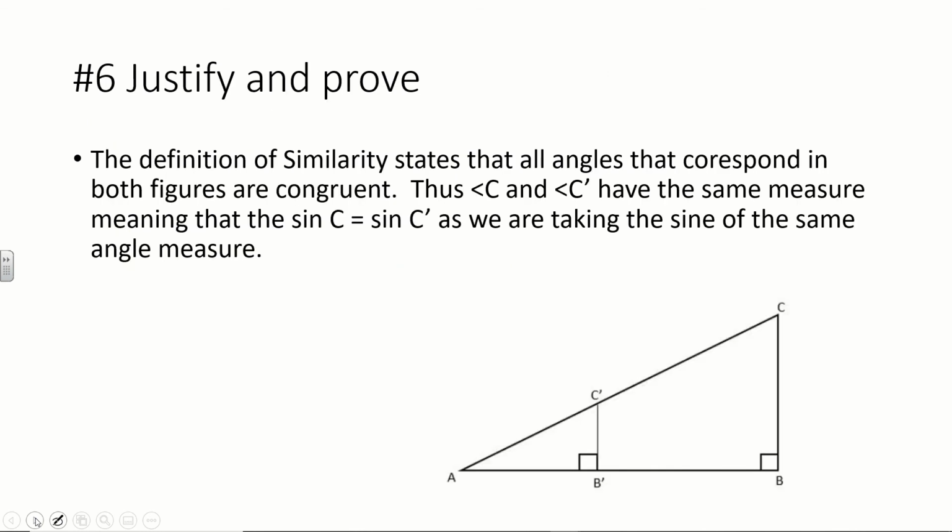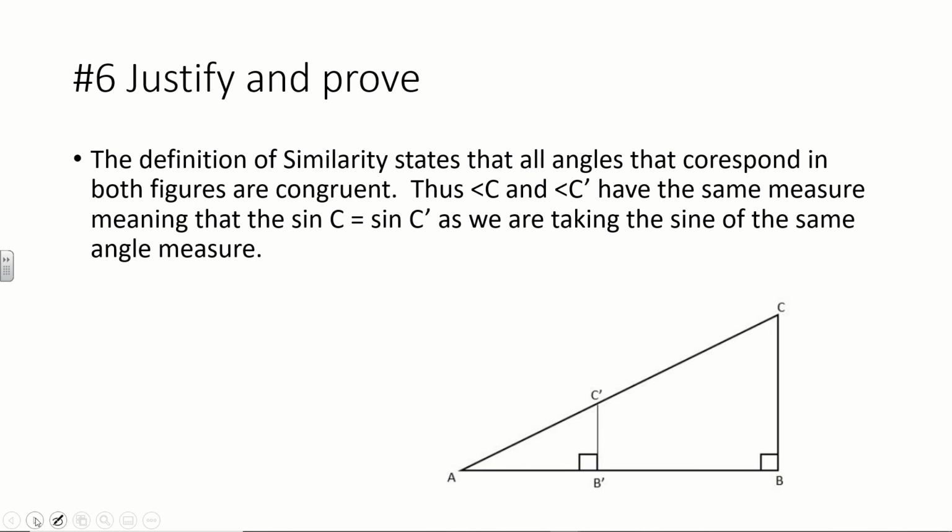Number 6, throw back to similarity and determining why the sine of C is equal to the sine of C prime. The simplest and basic answer was the fact that the similarity definition states that all angles that correspond in both figures are congruent. So in this figure, I have the two right angles, B and B prime. They are the same, 90 degrees. Angle A is a shared angle, so the third angle, C and C prime, must be the same.